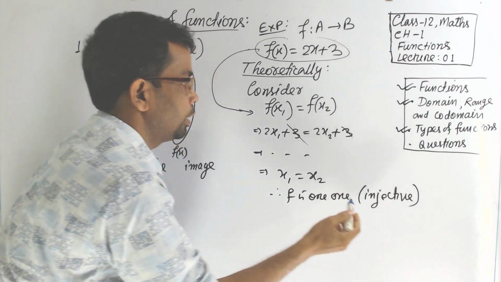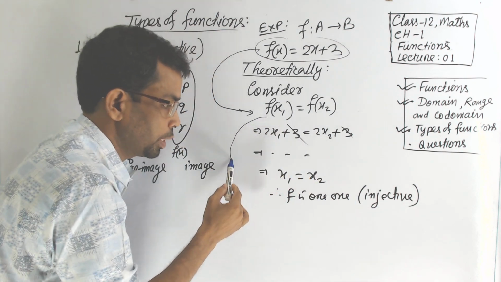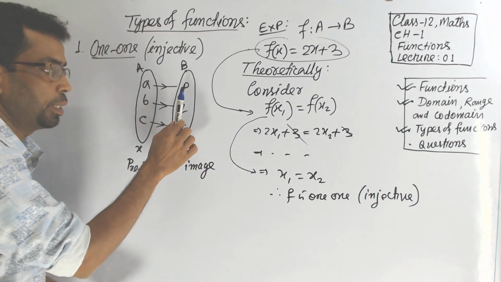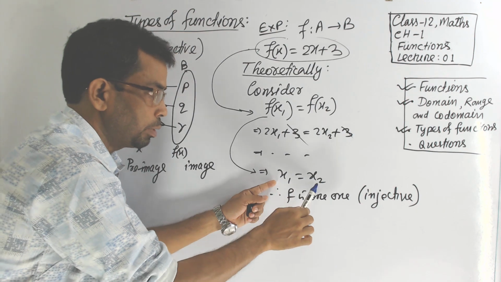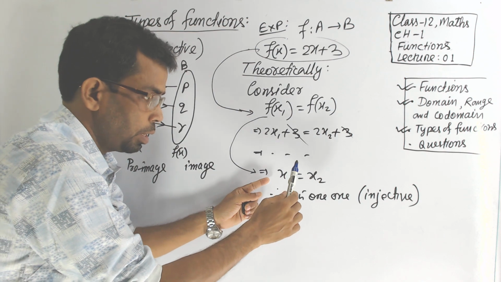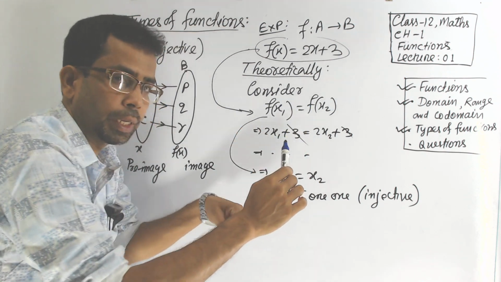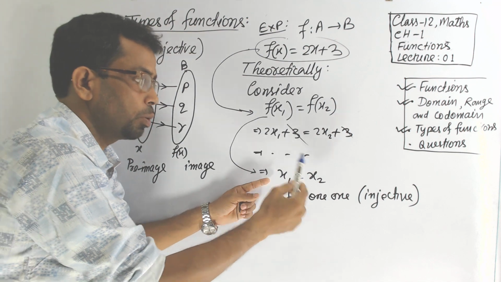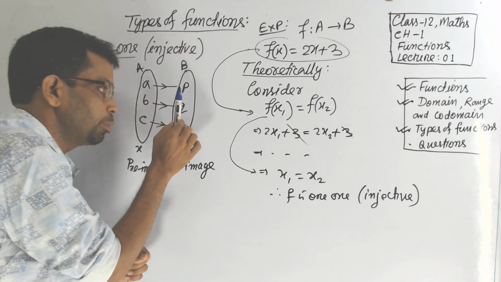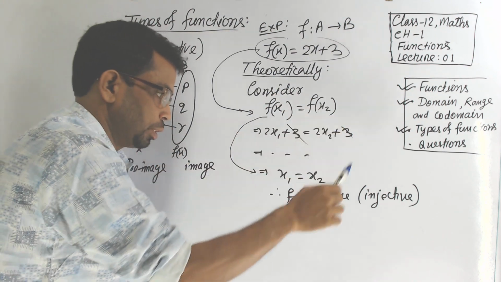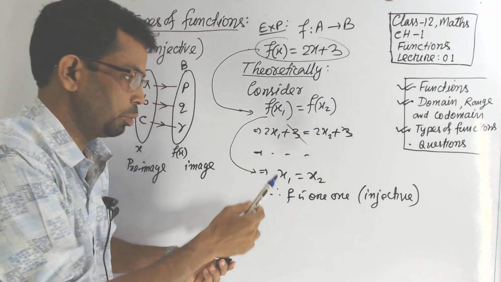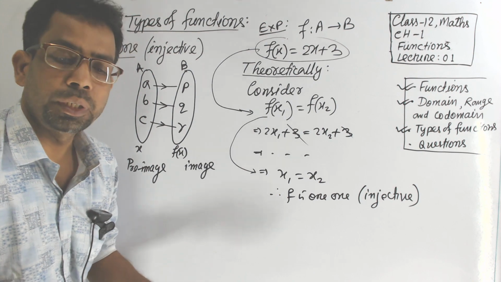So theoretically, if we take f(x1) equal to f(x2) and we can show that x1 is equal to x2, the meaning is different elements in A have different images in B. If elements are equal, images are equal. If we reverse the statement, it means that if elements are not equal, then images are also not equal, which means that different elements in A will have different images in B. And this is the theoretical way, the system, to check whether a function is 1-1 or not.